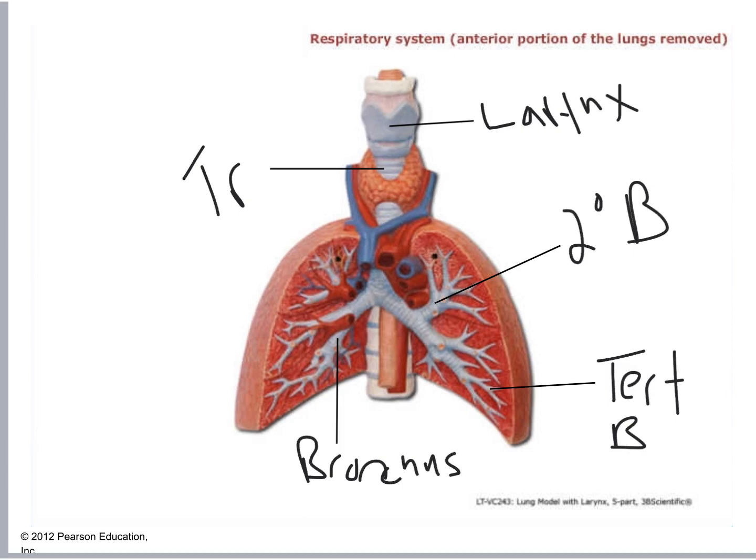Okay, so we have the larynx right here, secondary bronchus right here, tertiary bronchus right here, and then this is a bronchus here. Since it's underneath this branch, it's going to probably be secondary, but we're not going to differentiate between that and this line. And then this line is pointing to the trachea, which is your windpipe.